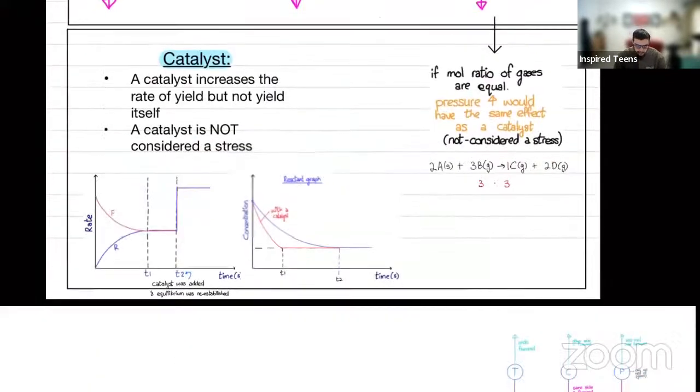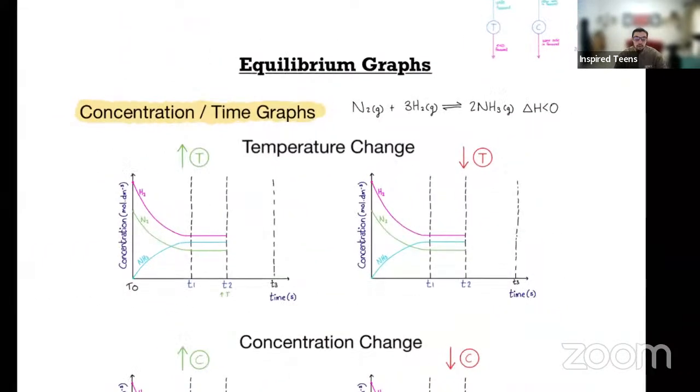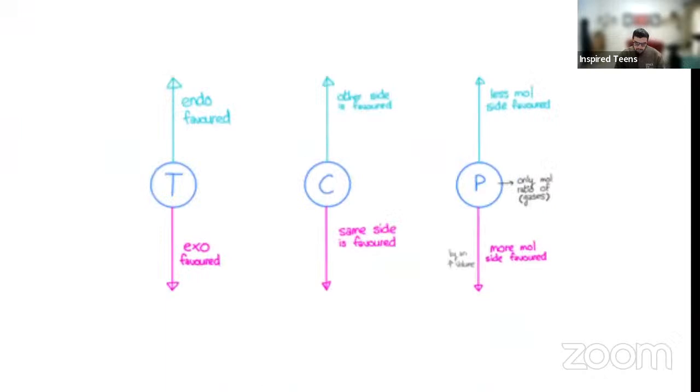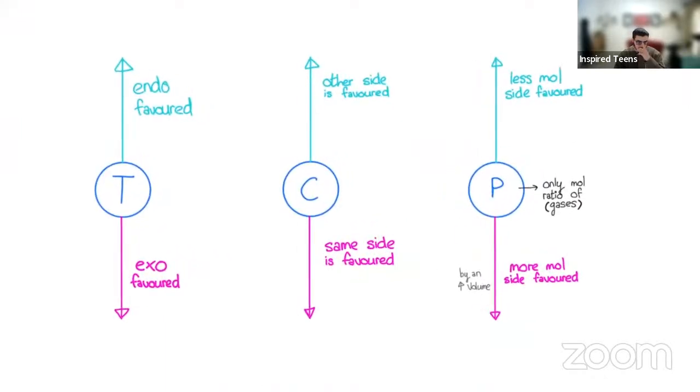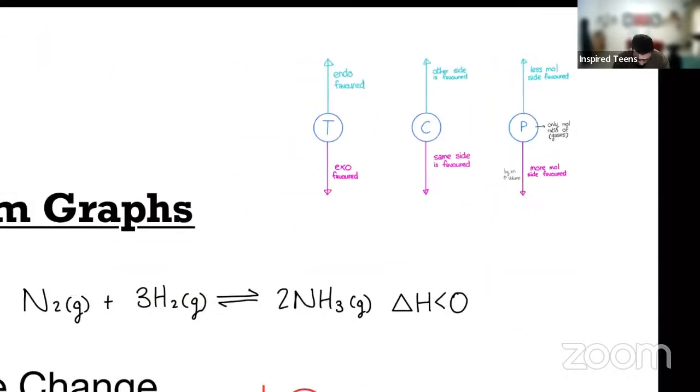to chemical equilibrium. Now we're going to talk about graphs, which are really important, so I need you guys to pay attention. Let's try and get through all of these concentration versus time graphs. We'll be referring back to these because we'll need them. This is something you need to memorize, for when there's an increase or decrease in temperature, concentration, or pressure.